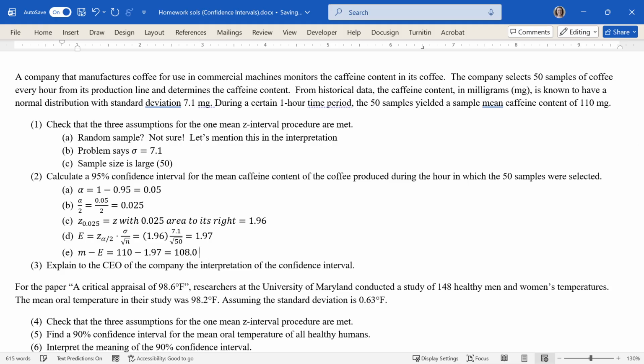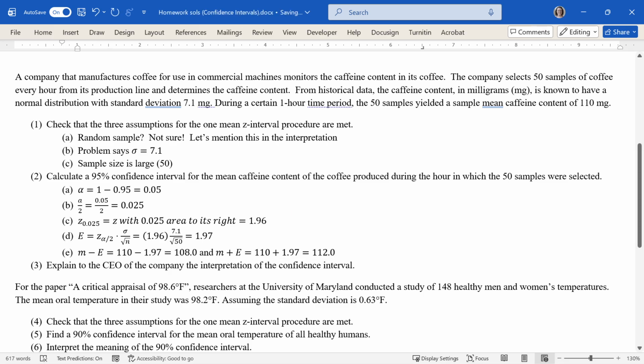All right, and then M plus E is going to be 110 plus 1.97. So I can do that one myself, 111.97. If I round that, it's going to round to 112 exactly. So the 7 rounds the 9 to a 0, which means I carry over and increase this digit as well. So this is going to round to 112.0.